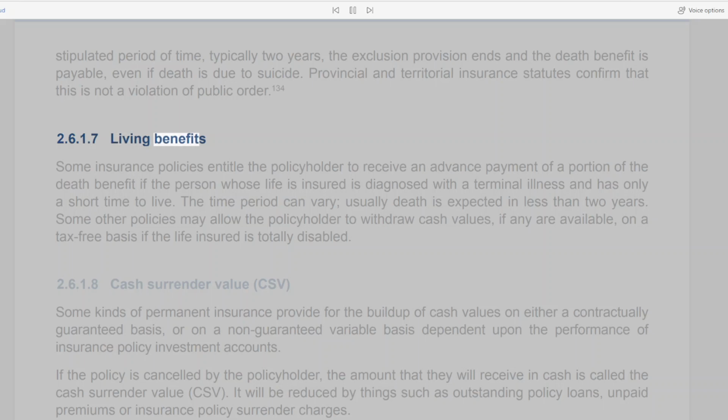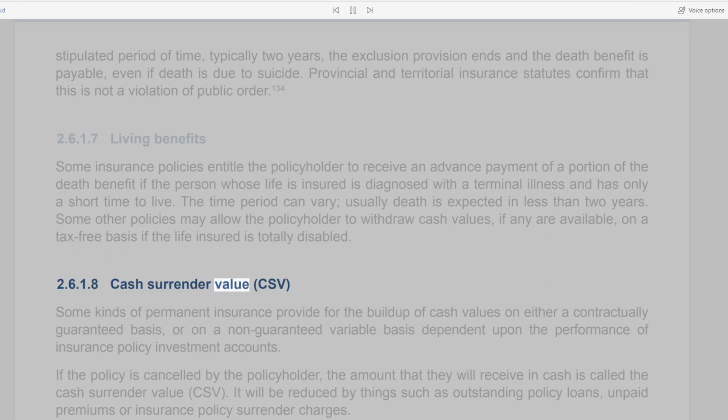2.6.1.7 Living benefits. Some insurance policies entitle the policyholder to receive an advance payment of a portion of the death benefit if the person whose life is insured is diagnosed with a terminal illness and has only a short time to live. The time period can vary, usually death is expected in less than 2 years. Some other policies may allow the policyholder to withdraw cash values, if any are available, on a tax-free basis if the life insured is totally disabled.